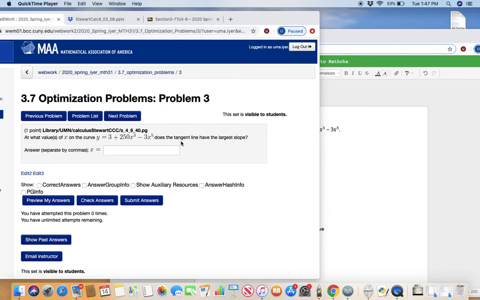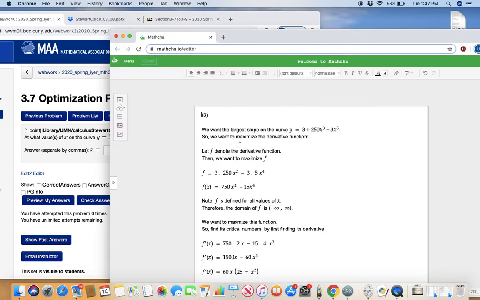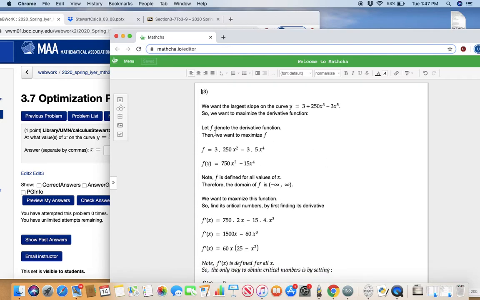You want the tangent line on this curve to have the largest slope, the highest slope. So let's see how we address this. This is the curve y equals 3 plus 250x cubed minus 3x to the 5th. We want larger slope. That is, we want to maximize the derivative of this function. Let f denote the derivative function. That is, we want to maximize f.